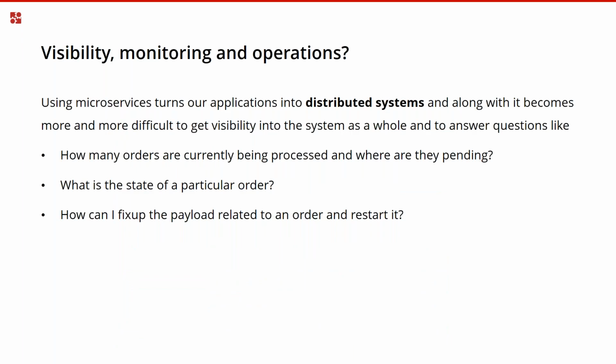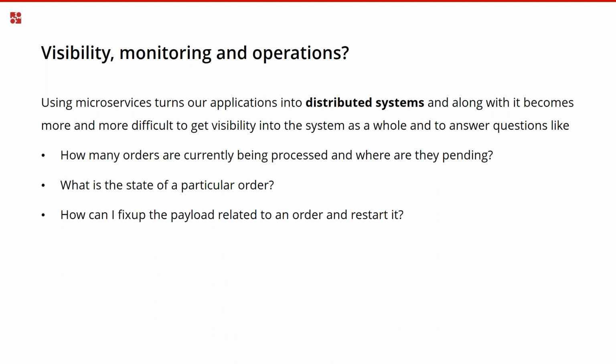Then there is another challenge that we have to deal with once we do that, and that is, yes, we now have this distributed system, and here it can get harder and harder to really have visibility and proper monitoring into this distributed system and ensure working operations. So if I have this distributed system, the more complex it gets, the more challenging it becomes to answer questions like how many orders are currently being processed and where are they pending? What is the state of a particular order? Maybe I need to inspect this. Where do I go to see this?